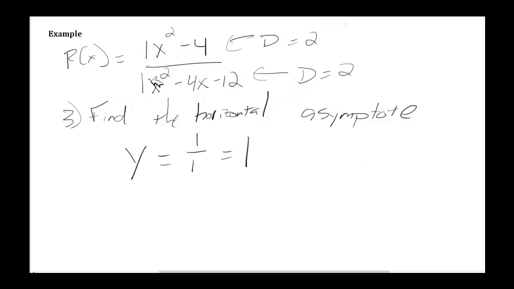But if, for example, this was 2x squared on the bottom, then my horizontal asymptote would be y equals a half instead of y equals 1. Here it's 1 because those are my coefficients. When it's a tie for biggest power, then it's just the coefficients. Okay, let's take a look at another example.